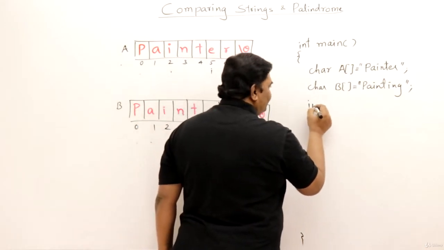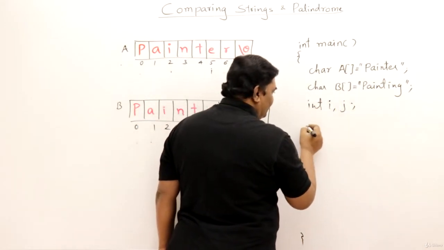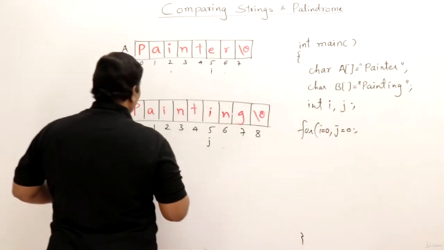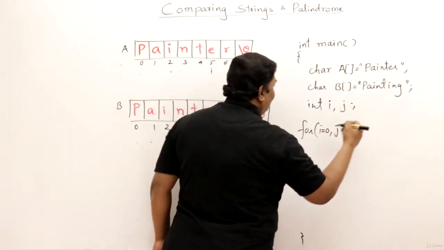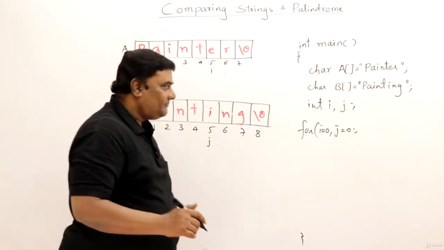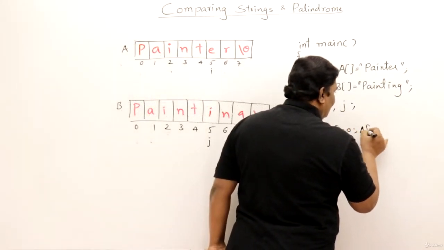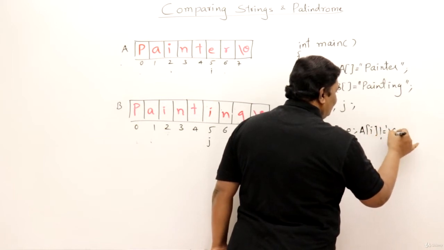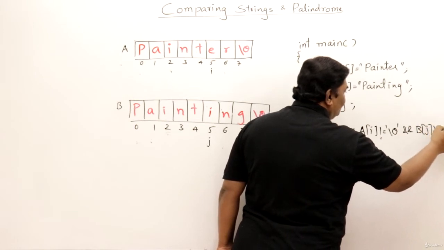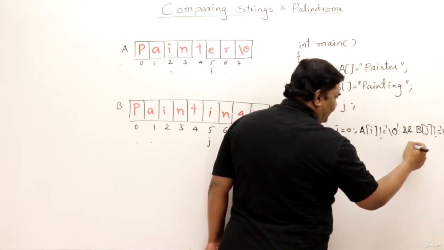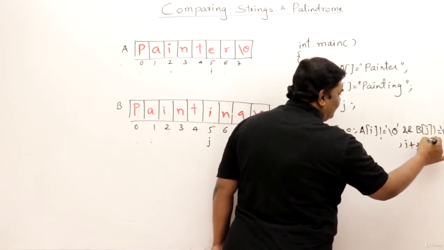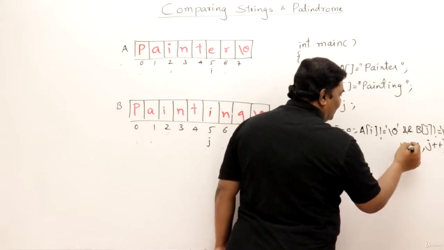I will quickly write down the procedure here. I need i as well as j. Then using a for loop, I can start i from 0 and j also from 0 because both we are starting from here. And how long should I continue? Unless any one of the strings is ending. So here I should say that A of i is not equal to \0, that is the null character, and B of j is not equal to the null character. After that, I should increment i as well as j. Increment both i and j.